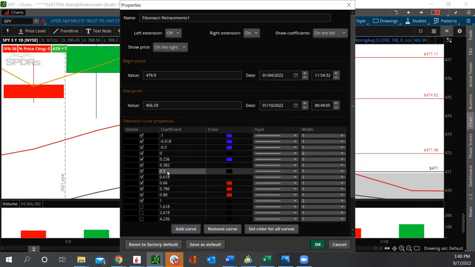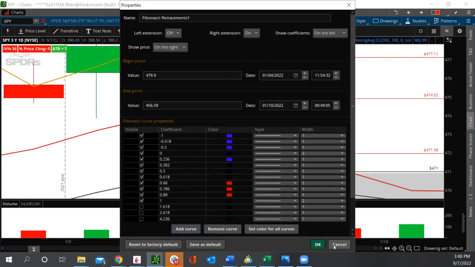The 38.2, the 50%, 61.8. These ones that are in red, okay, I added those and I color coded them red to know that those were the levels I added myself. Those are not default levels. Those are specific levels I added myself.